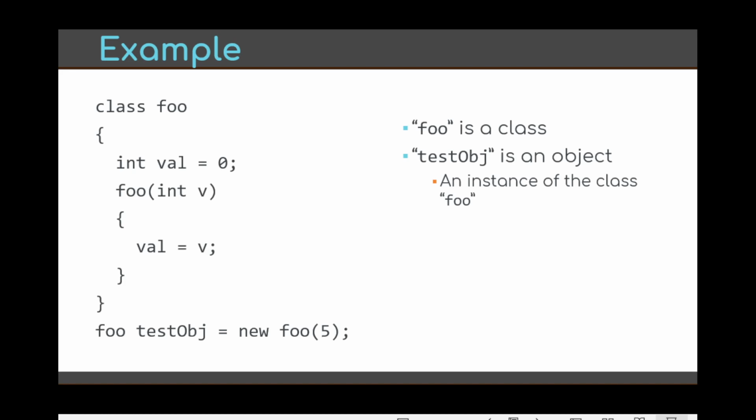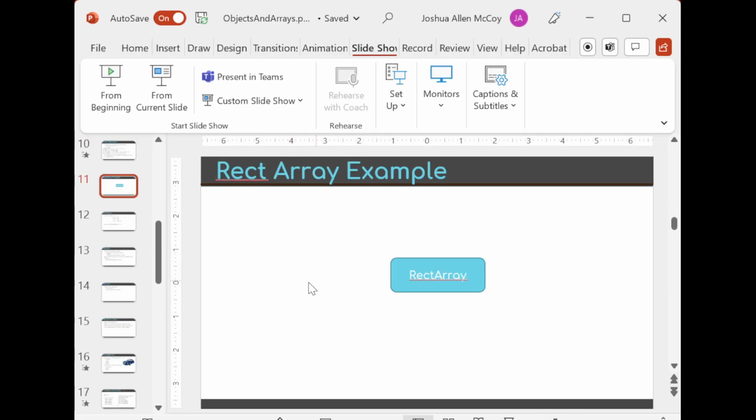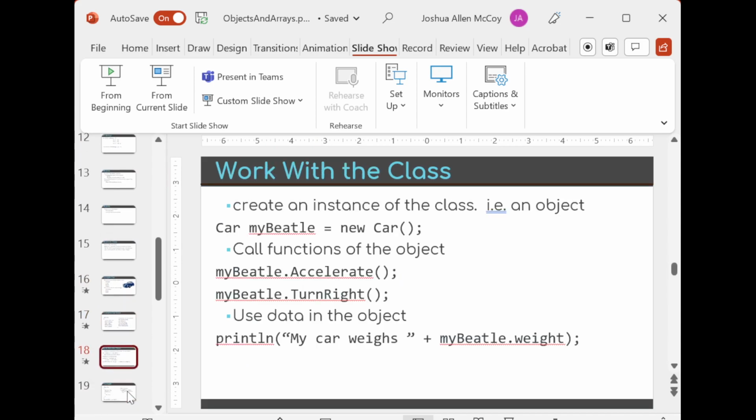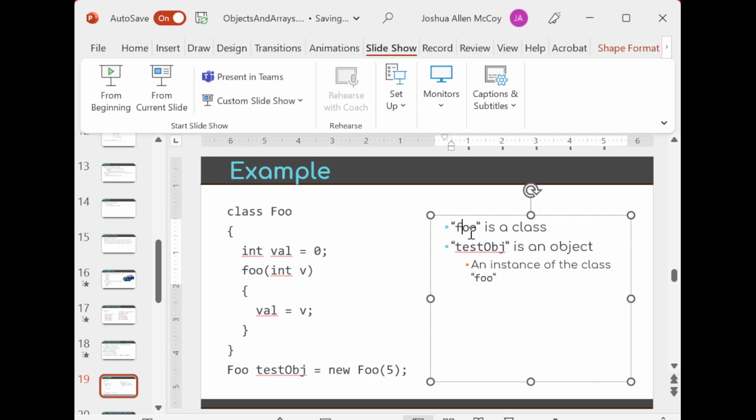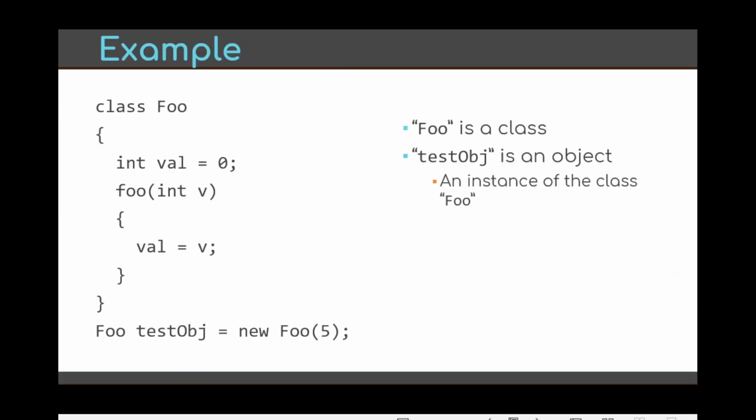Here's an example of how to make your very own class Foo. I highly recommend that we actually do this. Make those capitalized here by convention. Class Foo. It has a value, an integer value, by default set to 0.